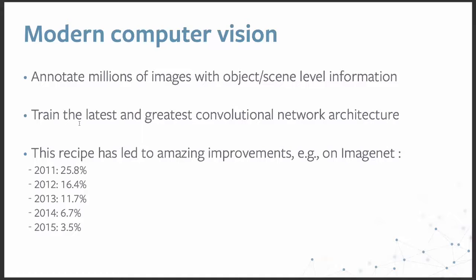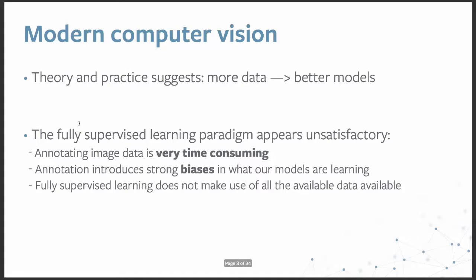So in most modern computer vision systems for object or scene classification, what we usually do is take millions of images that we annotated at the image level, and then train a big neural network like AlexNet or whatever. Usually this recipe works very well. You change the architecture and so on, and you get better and better performance. What seems to appear is that the more data you use, the better the models are. So it seems important to gather as much data as you can.